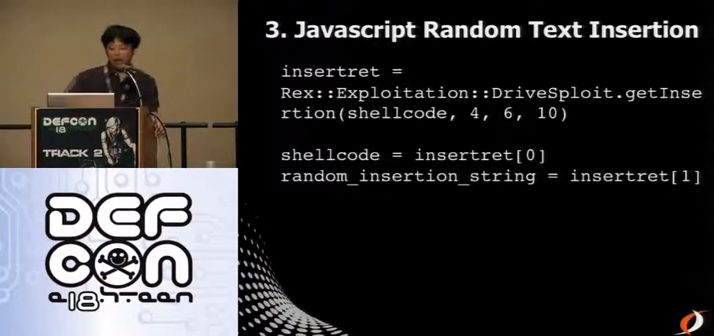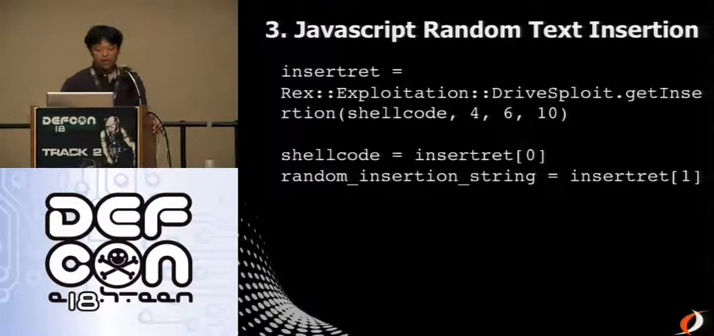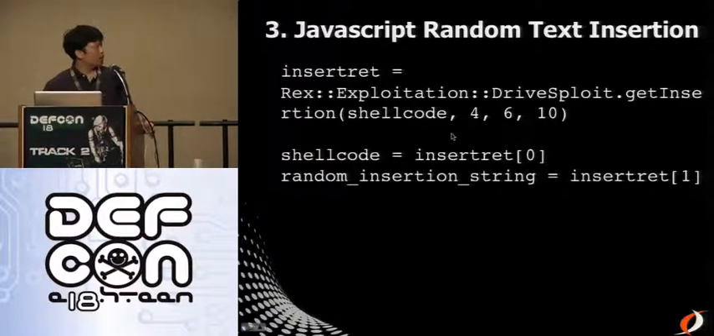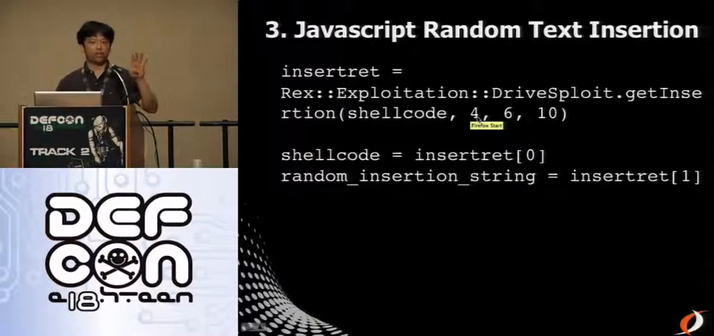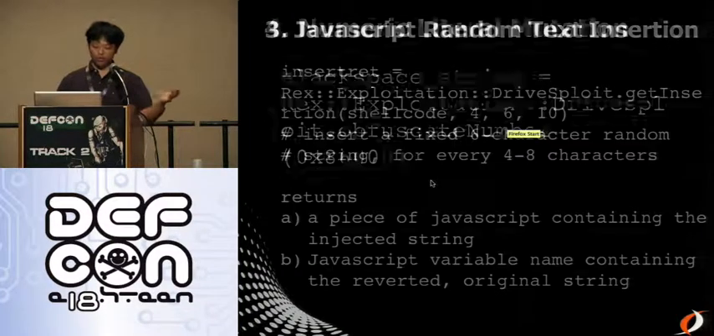The third one is JavaScript random text insertion. And what it does is it's also very commonly used in the wild. What we want to do here, the goal is not to beat AntiVirus. The goal is to simulate what's being used in the wild so that we can compare technologies. So this function call would ask Drivesploit to generate a random four character string and then insert it into the original string for every 6 to 10 characters. And then we'll return you the new string.